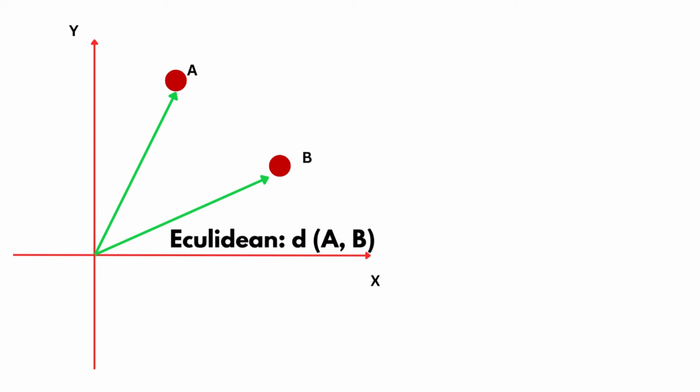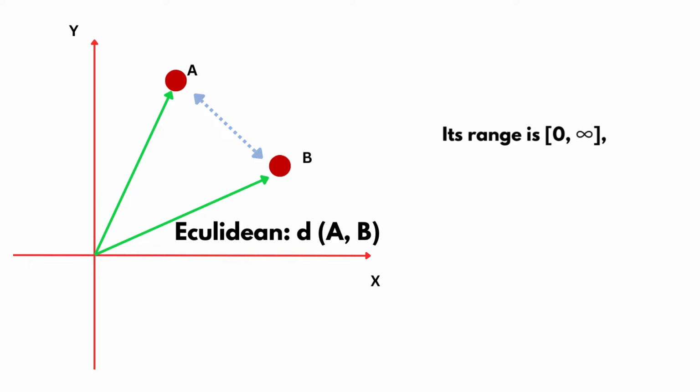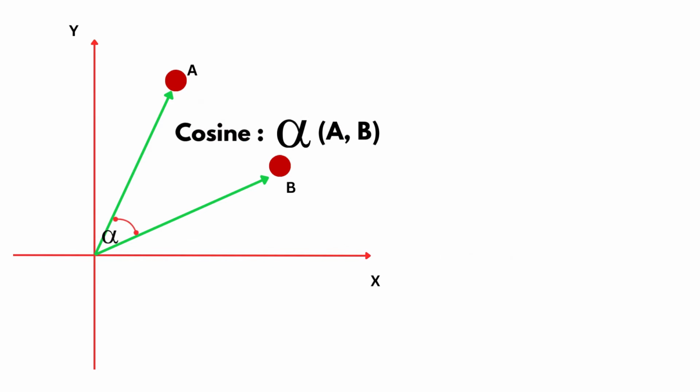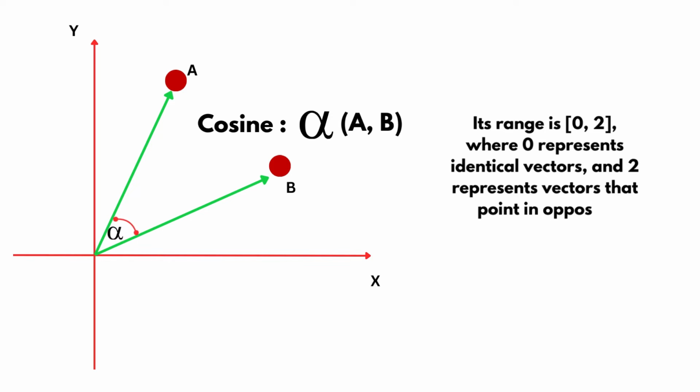Squared Euclidean or L2 squared distance calculates the straight line distance between 2 vectors. Its range is 0 to infinity, where 0 represents identical vectors, and larger values represent increasingly dissimilar vectors. Cosine similarity calculates the cosine of the angle between 2 vectors. Its range is 0 to 2, where 0 represents identical vectors, and 2 represents vectors that point in opposite directions.